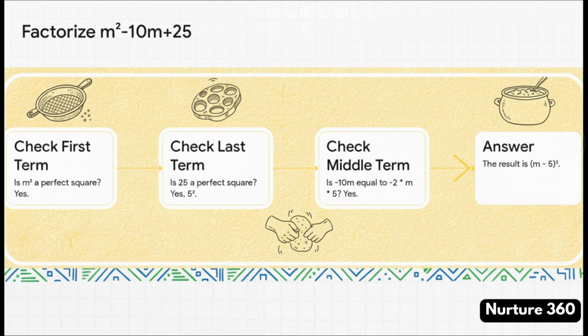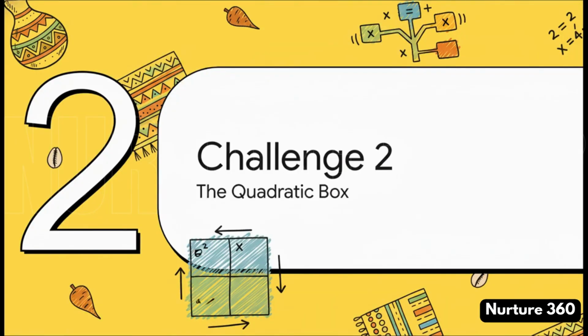Yes, it's negative 10m. It's a perfect match. So the answer is simply m minus 5 squared. All right, you've totally nailed the simple expressions. So let's level up. Challenge number 2, quadratic expressions.